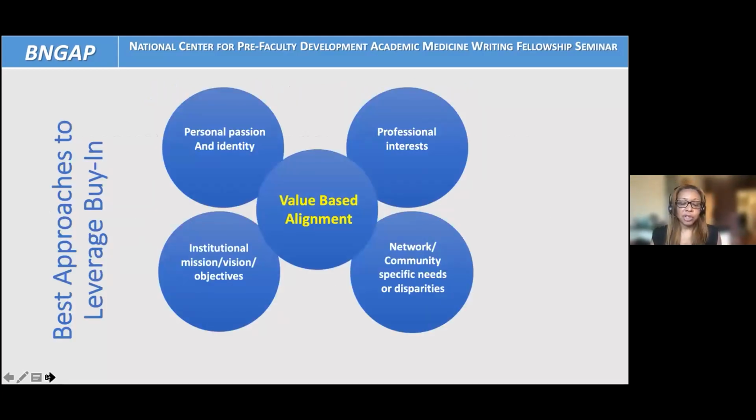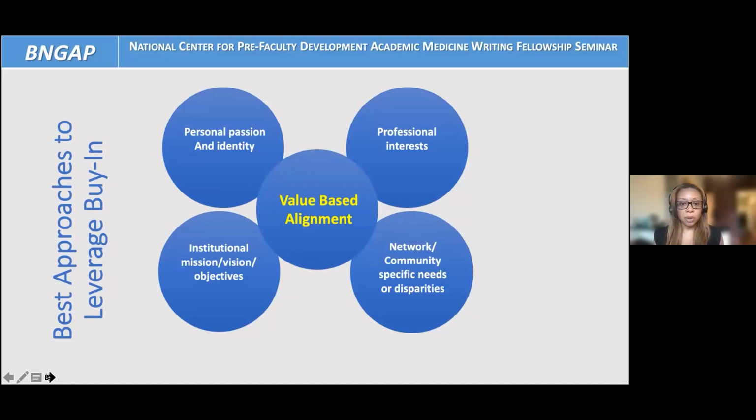So how do you leverage your buy-in? One thing I'll tell you, for any work that you want to do, and the one thing I've learned in my own career, is you have to have buy-in from your leadership. You just have to. There's just no way. You cannot put forward any kind of programs without your leadership being on board. And they're the ones that are going to help you move things forward.